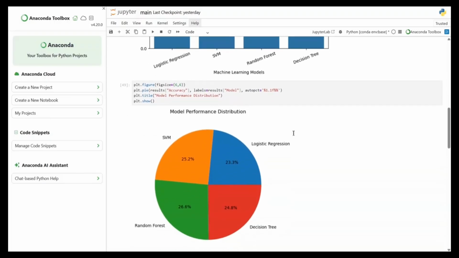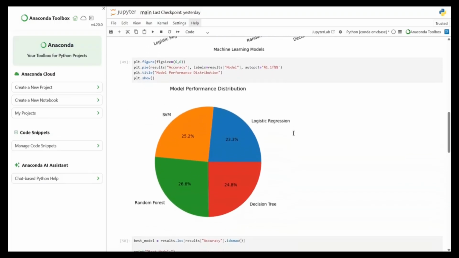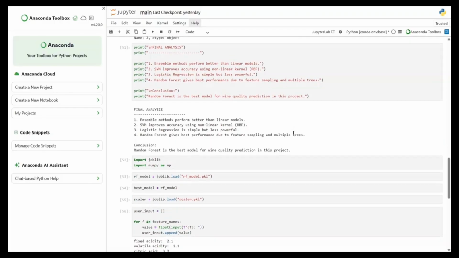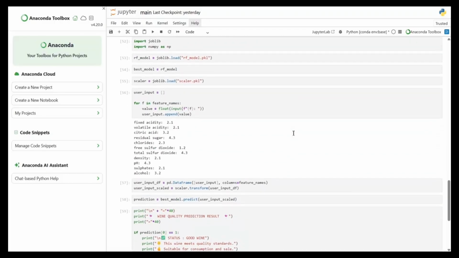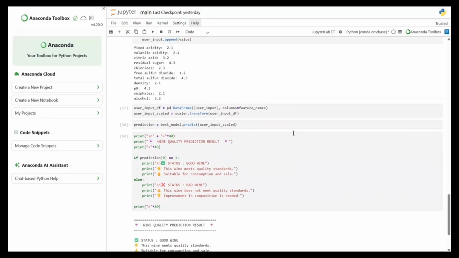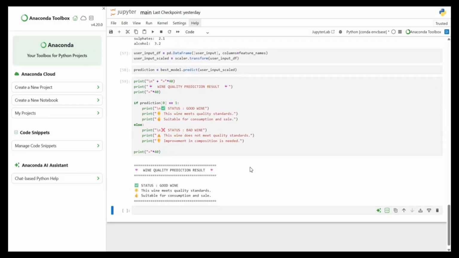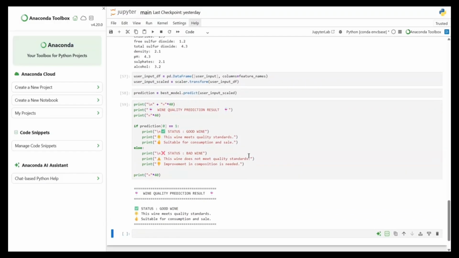Now we will demonstrate the prediction system. We enter the chemical properties of the wine sample and the model predicts whether it is a good wine or bad wine. This shows how the model can be used in real world applications.